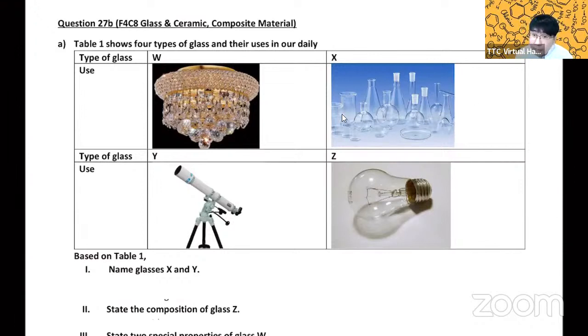Like a boiling tube, sometimes you do an experiment, you heat it and then you straight away cool it in ice. So a normal glass like fused glass or soda lime glass can't actually withstand this temperature change. They cannot change from very high temperature suddenly to very low temperature. It will crack, normal glass like soda lime and fused glass. So the only glass that is so strong it can withstand sudden change of temperature is borosilicate.